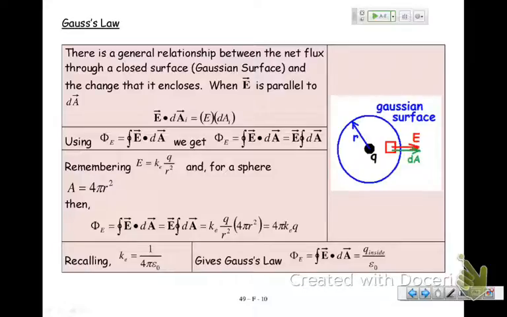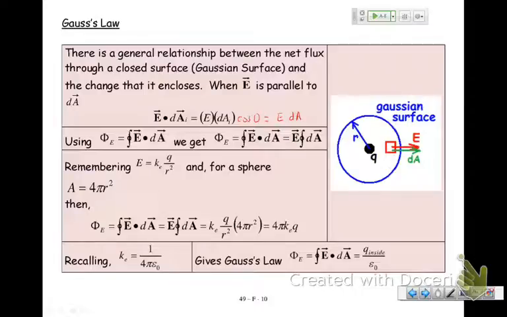So we say there is a general relationship between the net flux through a closed surface, that's a Gaussian surface, and the charge that it encloses, and we're going to derive that now. That's what we're doing, Gauss's law. So when E is parallel to dA, we can say that E dot dA, which we talked about last time, is going to be E times dA times the cosine of the angle between, which is 0, which equals E times dA. So that's nice and simple. We're no longer dealing with vectors, we're dealing with scalars.